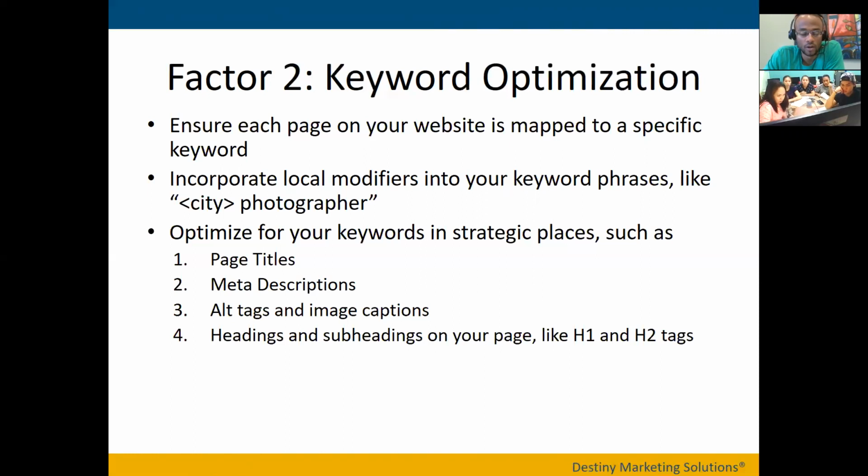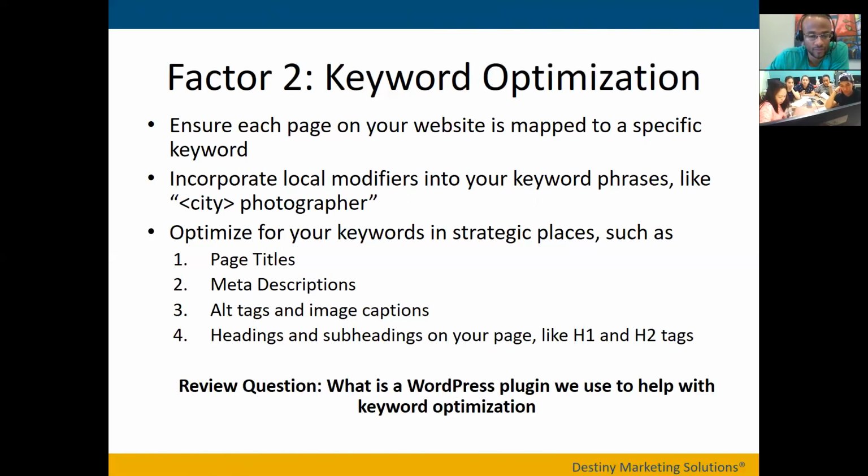Here's another review question, and I'm going to pick on Jarek for this one. So Jarek, what is a WordPress plugin that we can use to help with keyword optimization? What is the WordPress plugin we use to help with keyword optimization? Dia: Yoast. Yep, plugin. Yep, very good, very good. Yep, so Dia mentioned it earlier today.